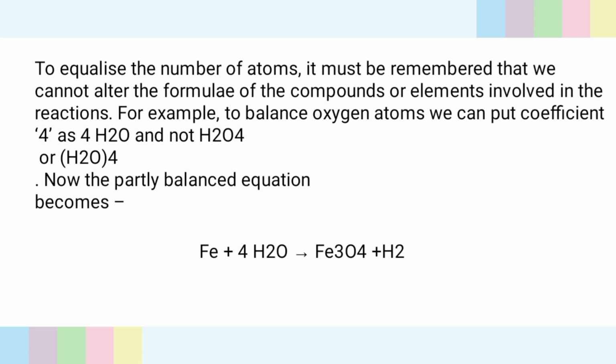For example, to balance oxygen atom, we can put coefficient 4 as 4H2O and not as H2O4. So you can't change the formula by writing H2O4, but instead you can write the coefficient 4 in front of the water molecule, that is H2O. Now the partly balanced equation becomes Fe plus 4H2O, and that gives Fe3O4 plus H2.